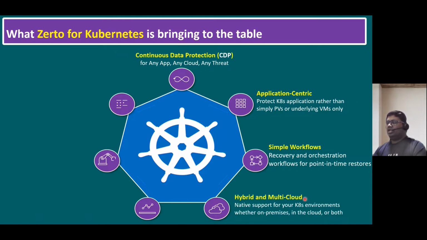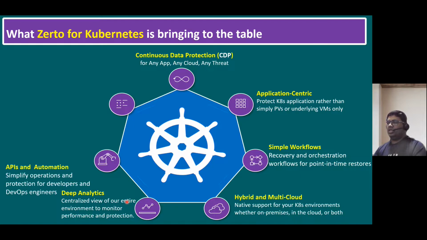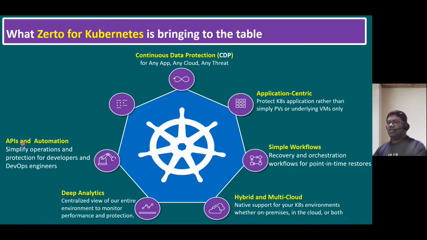And hybrid and multi-cloud native support for Kubernetes environments, whether on-premises data center or in the cloud or both. Okay, and deep analytics, so centralized view of our entire environment to monitor performance and protection. And in addition, APIs and automation, so you can automate and simplify operations and protections for developers and DevOps engineers. Okay, development and operations engineers.